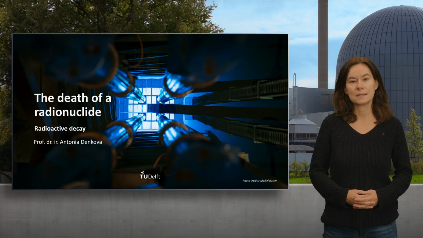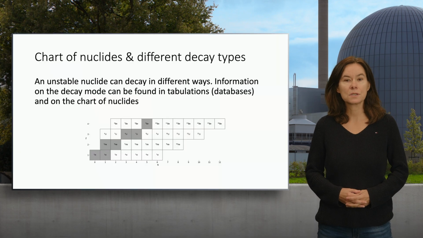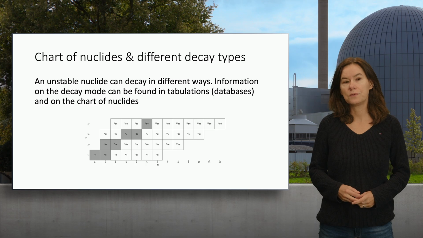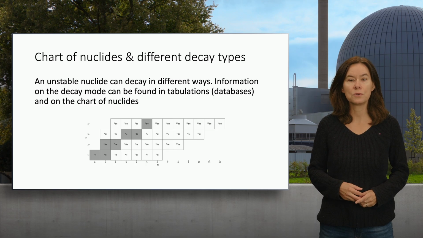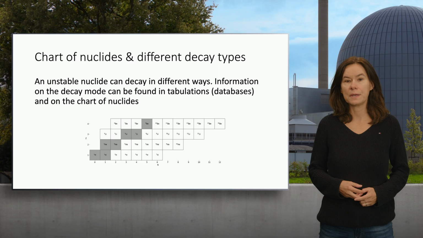Welcome to the second lesson in which we will learn about the main types of radioactive decay. In the last lesson, we discussed that radioactive atoms decay. Radionuclides can undergo different modes of decay, which are classified by the type of particles emitted during the process. What type of radioactive decay will occur can be found in different databases, but also in nuclide charts.